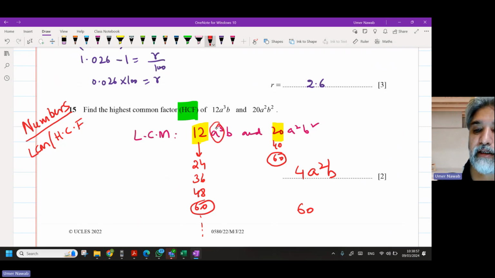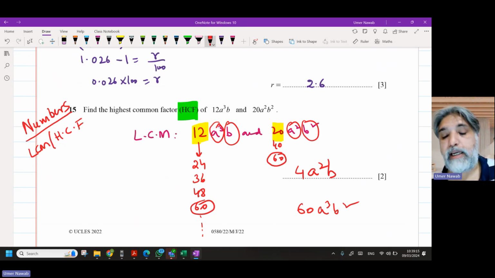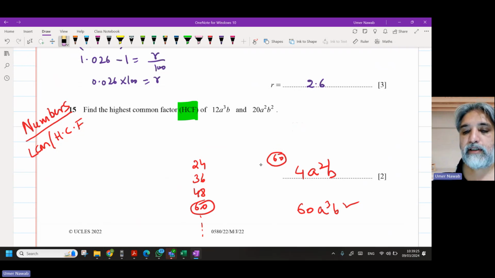Next, for least common multiple, guys, I should take the highest power. In HCF we were taking the smallest power, but now we take the highest power. So a cubed. What is the highest power of b and b squared? b squared. So in least common multiple we are always looking for the highest power among the given numbers. Since he's not asking LCM, I'm going to erase it, guys.